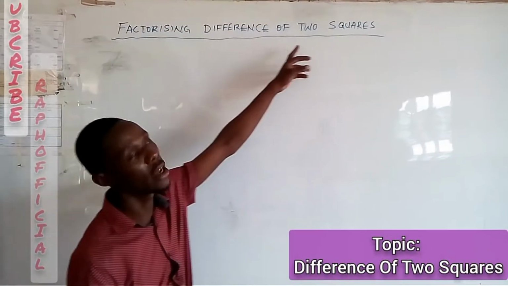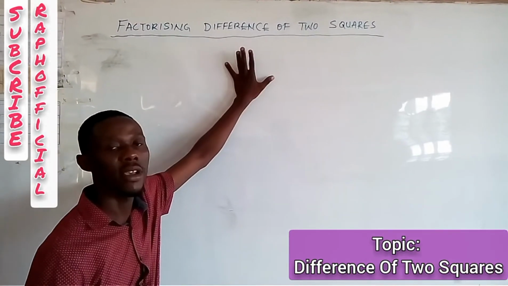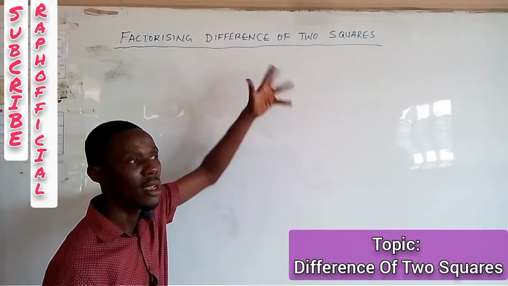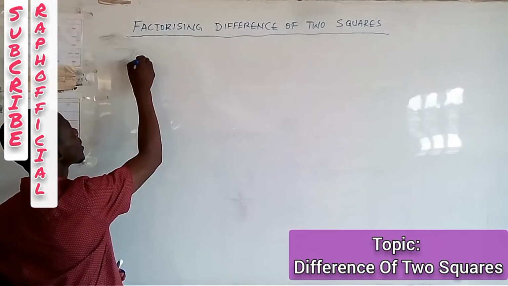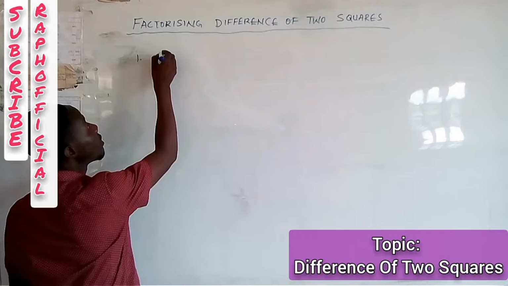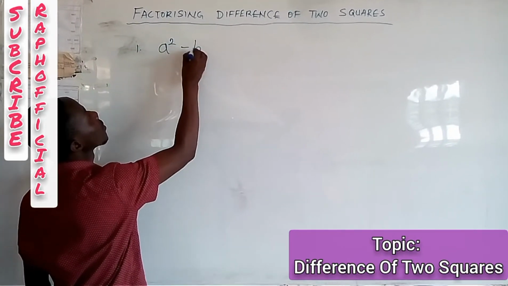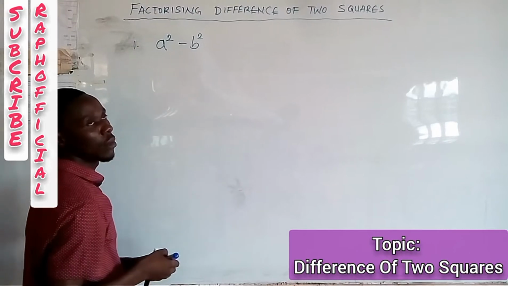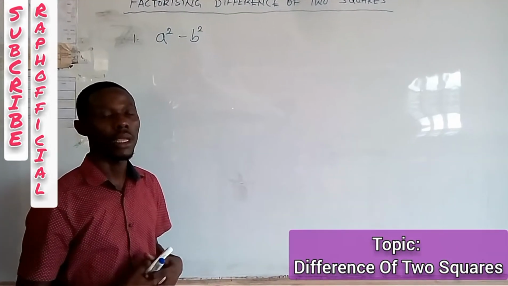Difference of what? Two squares. Difference of two squares. How to factorize difference of two squares. Now, let's see this scenario. Provided we have been given a squared minus b squared.